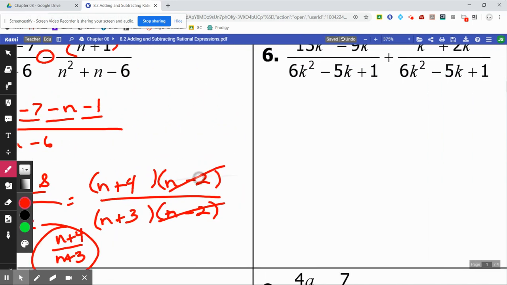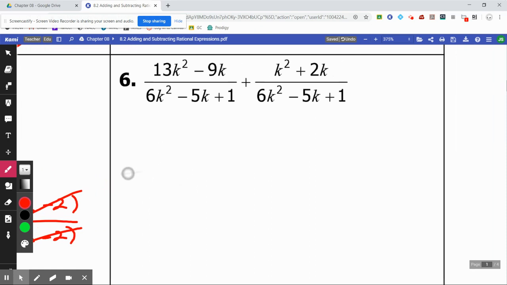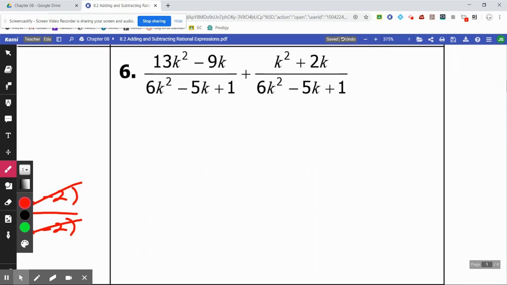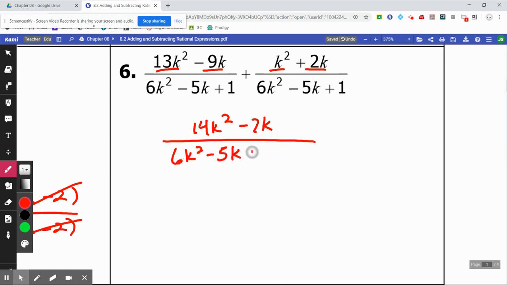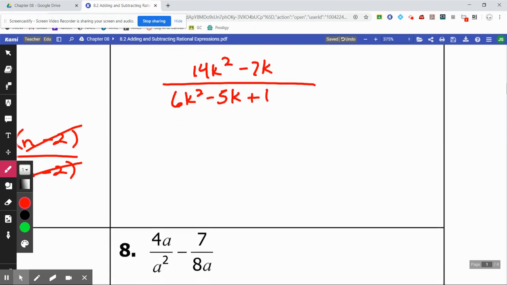Number 6. Let's see, combine like terms on top, 13k squared plus k squared would be a 14k squared. Negative 9, positive 2 would be a negative 7k over your common denominator, 6k squared minus 5k plus 1. On top, we're going to factor out a 7 and a k. You're left with a 2k and a negative 1.